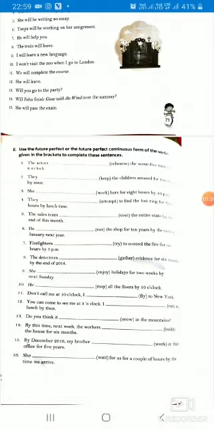Where do we use V5? As we know, there are three persons: first person, second person, third person. First person singular is I, first person plural we, second person singular you, second person plural you, third person singular he, she, it, and third person plural is they. So we use V5 only with the third person singular number.